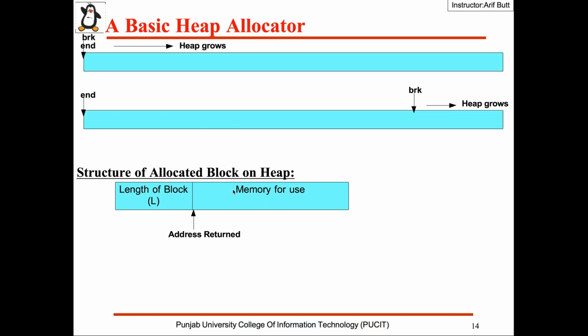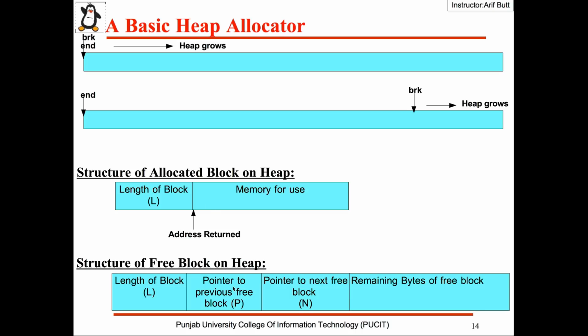Well, this is the structure of an allocated block on heap, which consists of two parts. Over here, we have the length of the block, and then this is the memory that is available for use by the programmer. And remember, once you call malloc, malloc returns this address and not this address. Similarly, this is the structure of a free block. The free blocks in this area are managed as a doubly linked list. A free block contains first the length of this free block, a pointer to the previous free block, a pointer to the next free block, and then the remaining bytes of the free block.